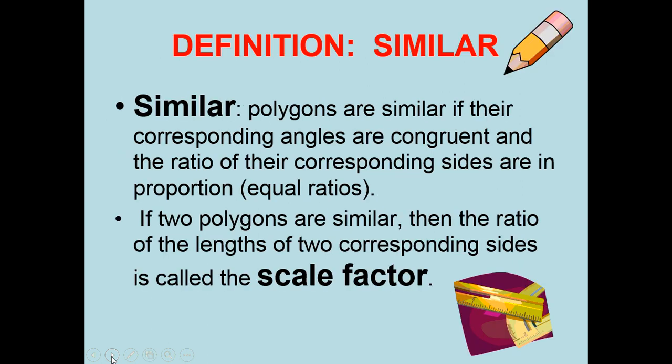Into your notes, I need you to write down the definition of what it means to be similar. Polygons are similar if they have corresponding angles that are congruent, so if their angles are still equal, and the ratio of their corresponding sides are in proportion. So that means we're looking for the sides to have the same ratio relationship or proportional relationship. If the two polygons are similar, then the ratio of the lengths of two corresponding sides is called the scale factor. So if we know that they're similar to each other, we then compare two corresponding sides to determine how much smaller one is than the other, that sort of thing.